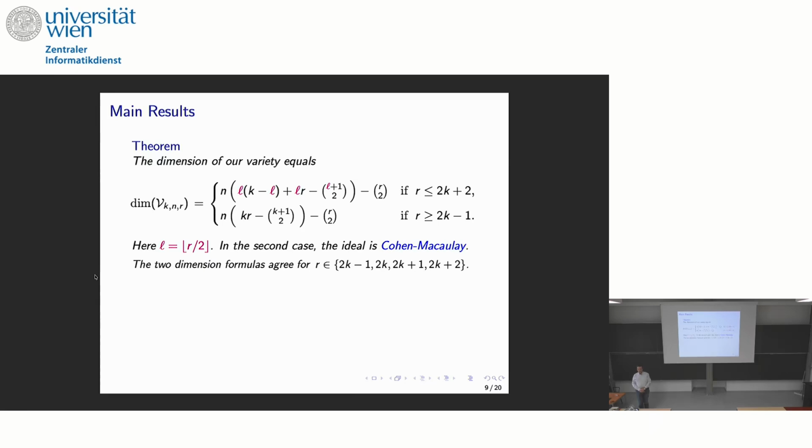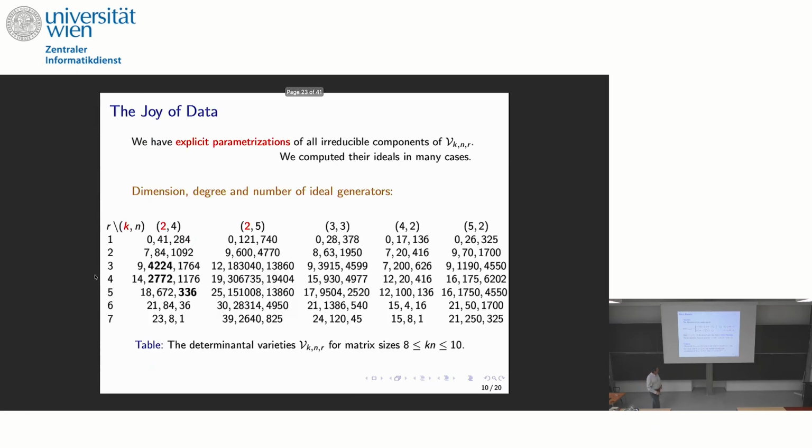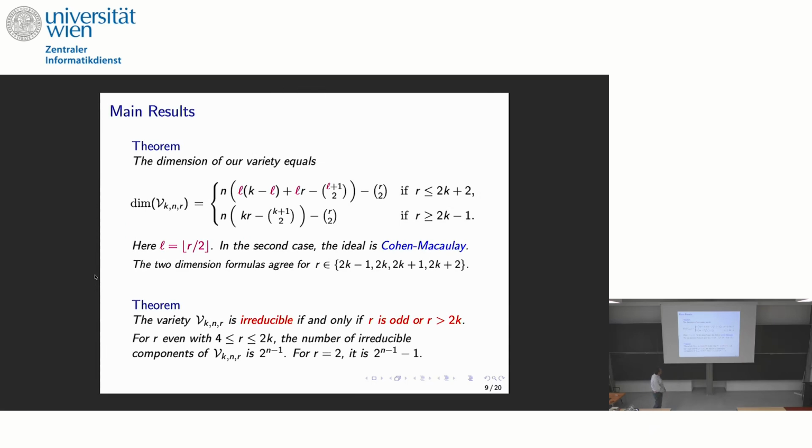Okay, so that's the theorem about dimension. There's a theorem that characterizes irreducibility. So the variety V, k, n, r is irreducible if either r is in the high rank regime or r is odd. So if r is odd, we're also okay. It's also irreducible. Now, if r is even, it's interesting to look at the components. So if r is even and at least 4, the number of irreducible components is a power of 2 to the n minus 1. And if r is equal to 2, then it's 1 less than that.